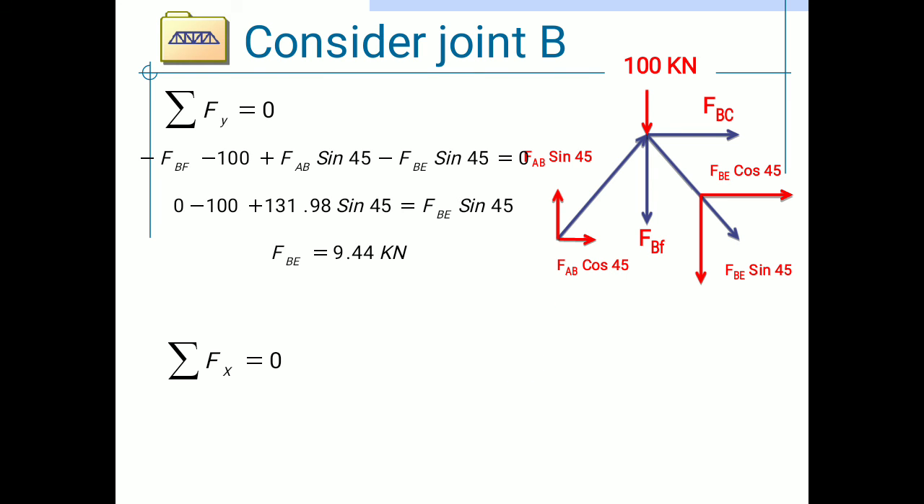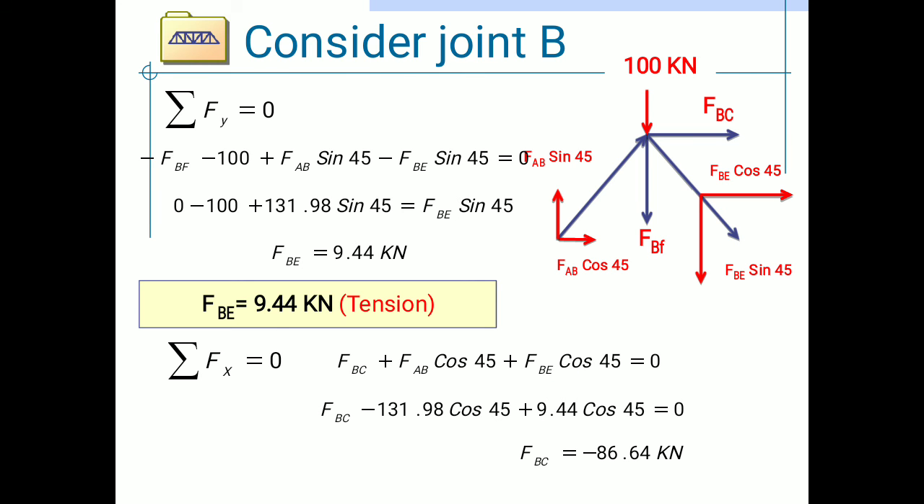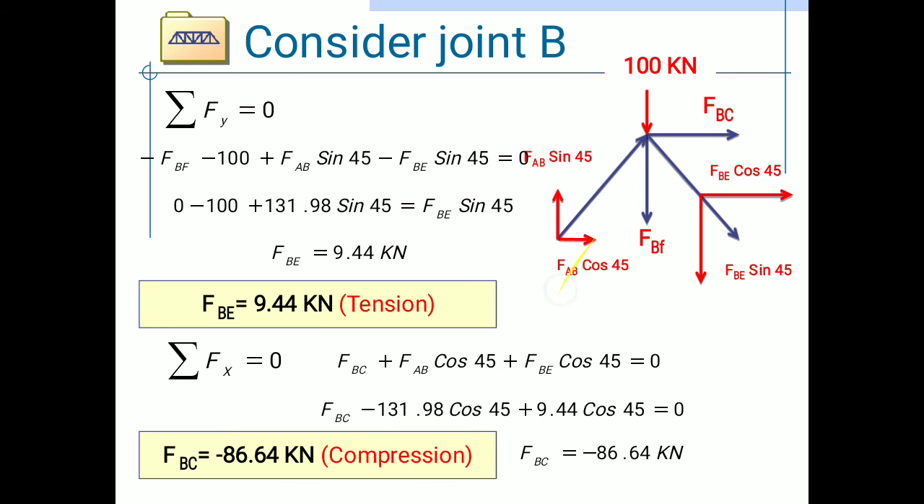Now applying the second condition, summation Fx is equal to 0. The horizontal forces are also 3: FBC plus FAB cos 45 plus FBE cos 45 is equal to 0. By solving this equation, we get the value of FBC equal to minus 86.64 kilonewton, which is negative. So the final forces at joint B: FBE is 9.44 kilonewton in tension, and FBC is minus 86.64 kilonewton, which is in compression.